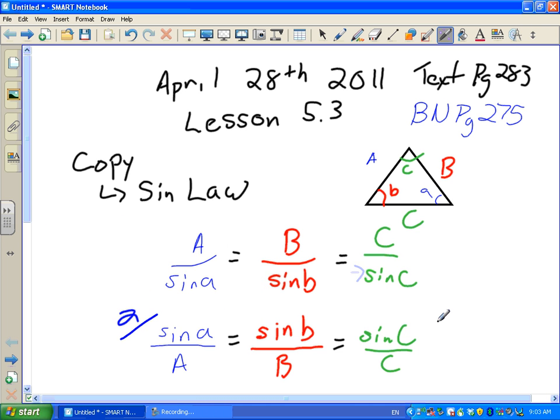Make sure you guys have this down. This law you have to have memorized. Sine law.